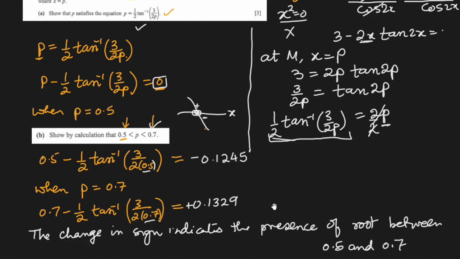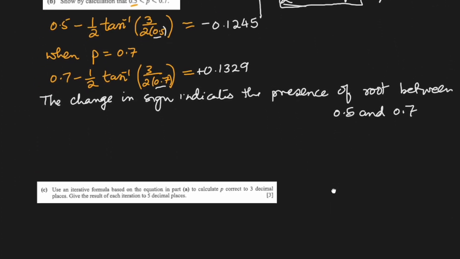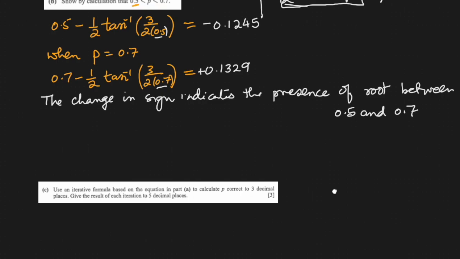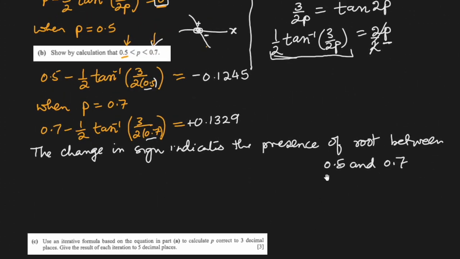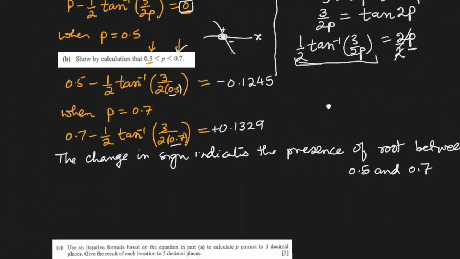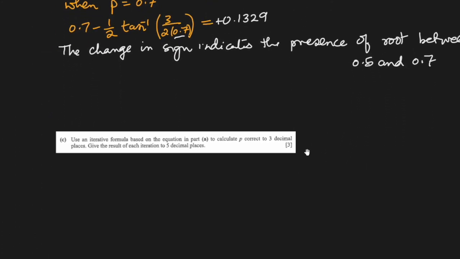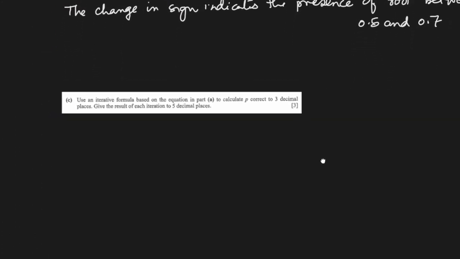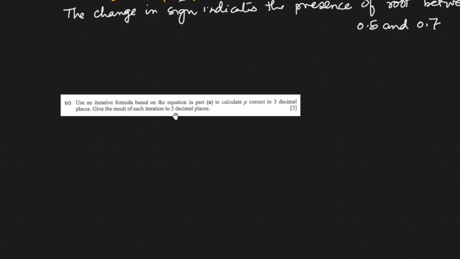Alright, do we have another part? Yes. Use an iterative formula based on the equation part A, which was this one, p equal to half tan inverse 3 over 2p, and we have to give p correct to 3 decimal places. Each iteration should be in 5 decimal places and the answer should be in 3 decimal places. Okay, so let me do them one by one.